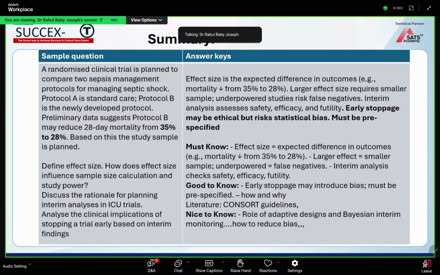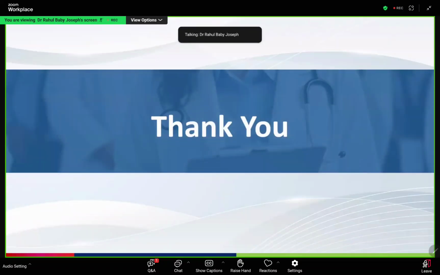So the larger the effect size, the smaller the sample required. And you need to know about interim analysis for checking the safety, efficacy, and futility. It is good to know different CONSORT guidelines. You need to read through the CONSORT guidelines. And it is nice to know the role of adaptive designs and Bayesian interim analysis. And how to reduce biases. Thank you.